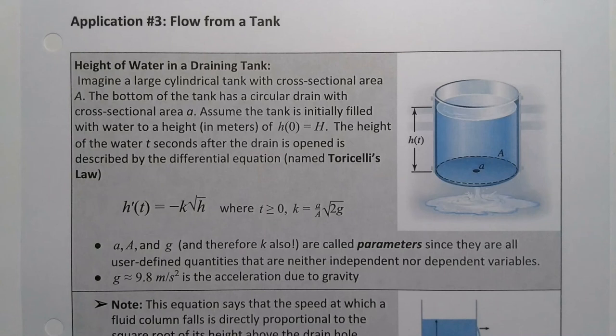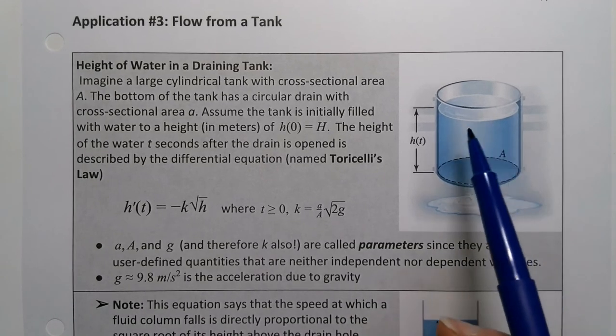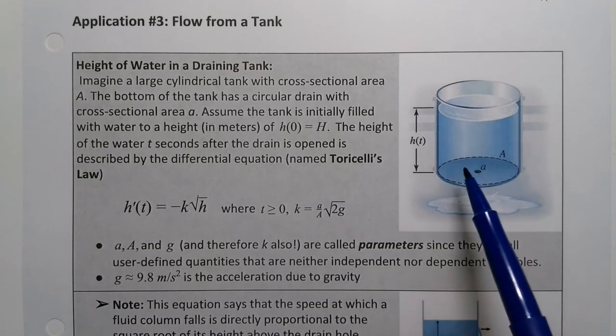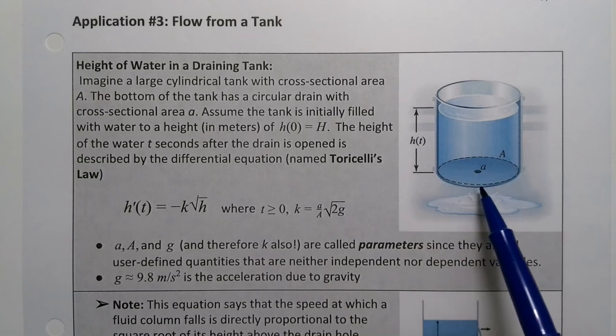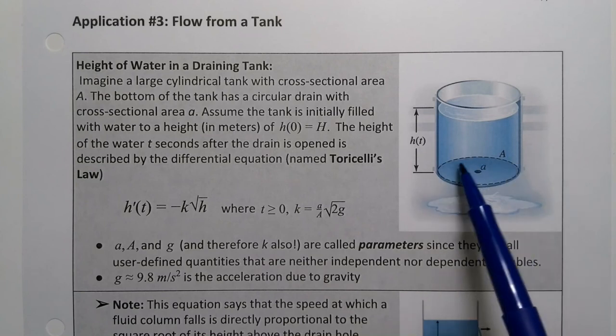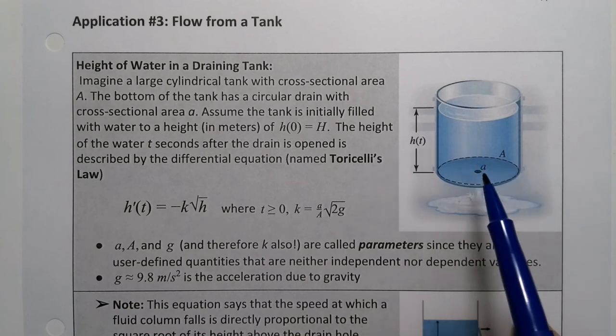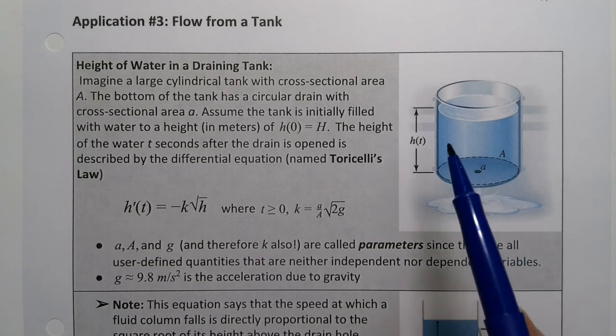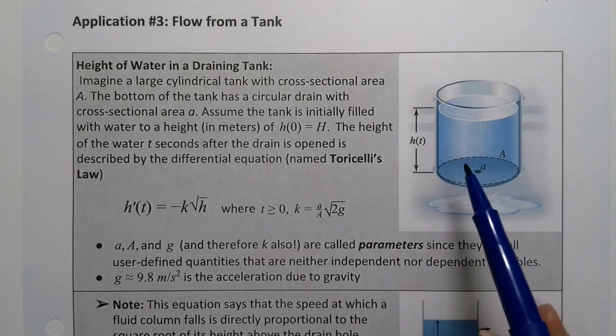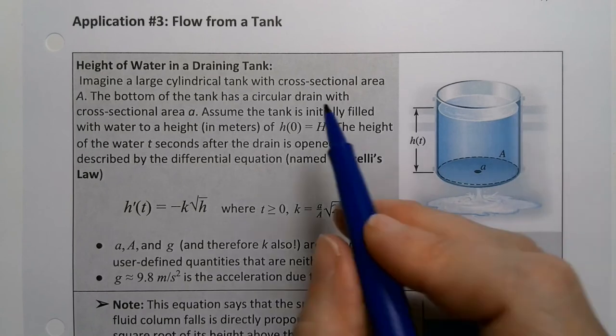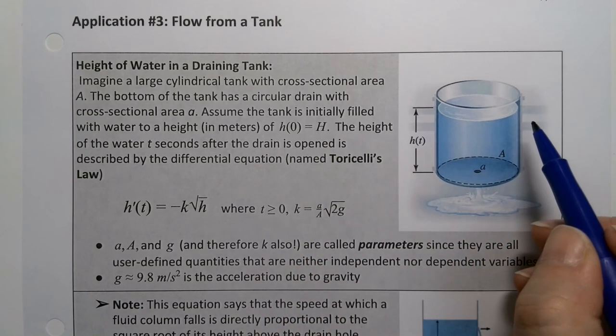The last application we're going to look at is water, really any fluid, flowing from a tank. So imagine a large cylindrical tank with a cross-sectional area, capital A. There's a disc at the bottom, and the area of that disc is capital A. And then it has a circular drain, a little circular hole in it, that has a cross-sectional area, little a. Assume that the tank is initially filled with water to a height of h of 0 equals capital H. So that's the initial height.